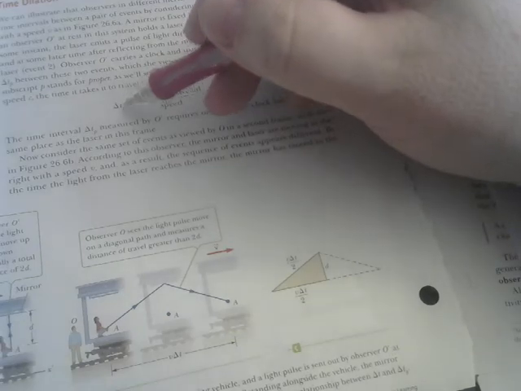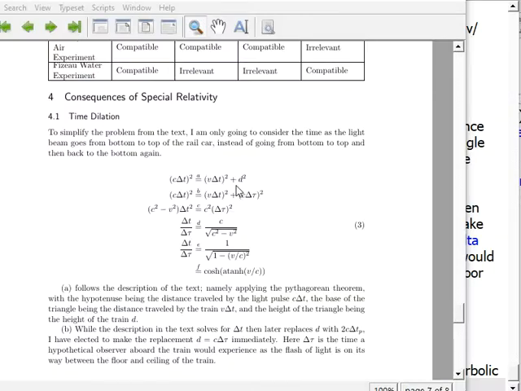So d over c is going to be equal to the proper time, but I'm not going to call it t sub p. I'm just going to call it tau. So right here, where they have a d squared, step b right here, I'm just taking that d squared and replacing it with c delta tau squared. So that is pretty much where we are. So while the description in the text solves for delta t, then later replaces d with 2c delta t sub p, I've elected to make the replacement d equals c delta tau immediately.